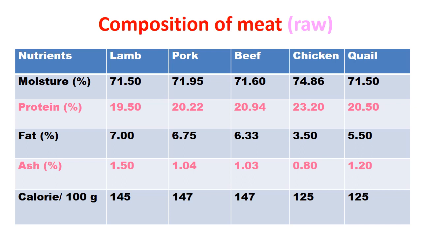And in terms of calorie, mostly it is low in calorie. And if we think of the carbohydrate, it is on an average around 1% or below. The calorie per 100 gram meat is about 145 in lamb, 147 in pork, 147 in beef, 125 in chicken, and 125 in quail. So in chicken it is a little less because the fat is less.